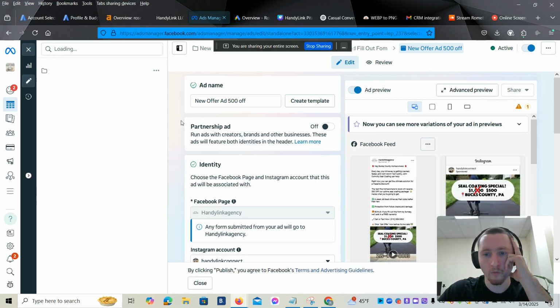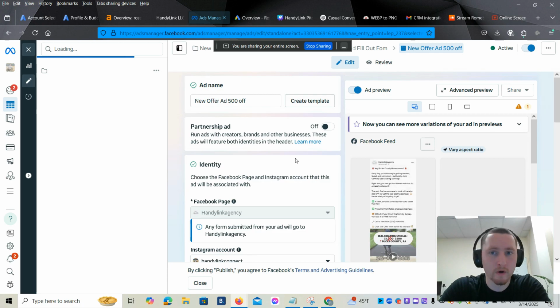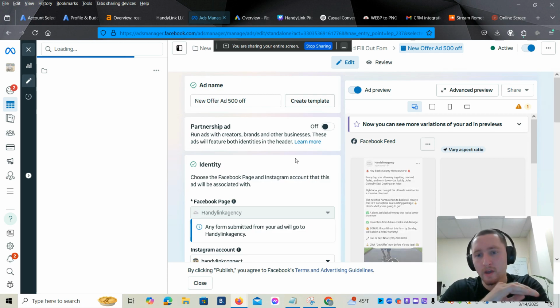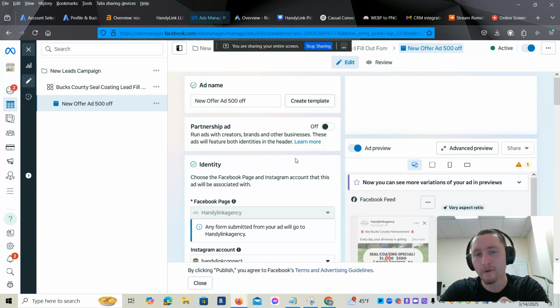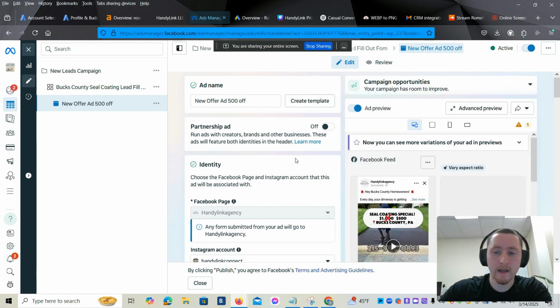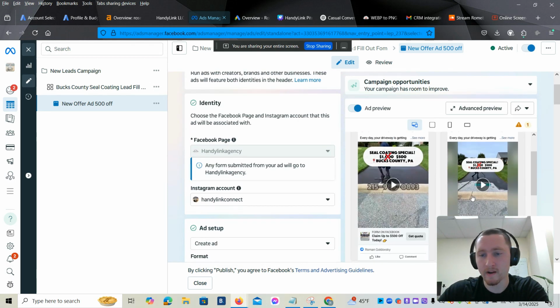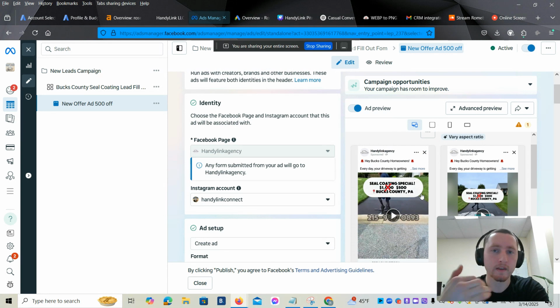So right now, for the ad copy. For Facebook, it's really important that you narrow down your location and you tell your location on the creative and the ad copy. What does that mean? If you look at the creative we have right here, it says Bucks County, PA. This client's in Bucks County, PA. And guess what? On the ad copy, it says, hey, Bucks County homeowner.